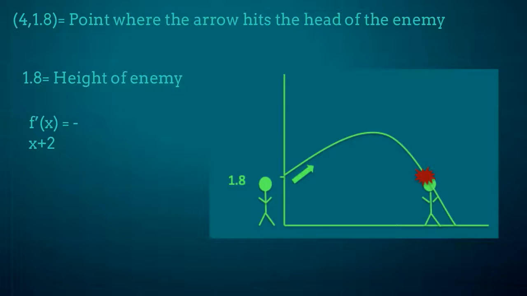enemy. We calculate the derivative of the given formula: f prime of x equals minus x plus 2. We plug 4 in the derivative and calculate the result of it. Our solution of the instant rate of change at this point is minus 2.